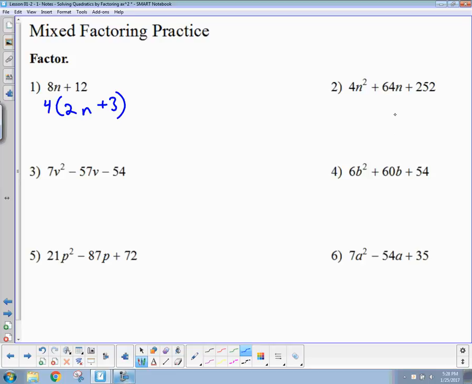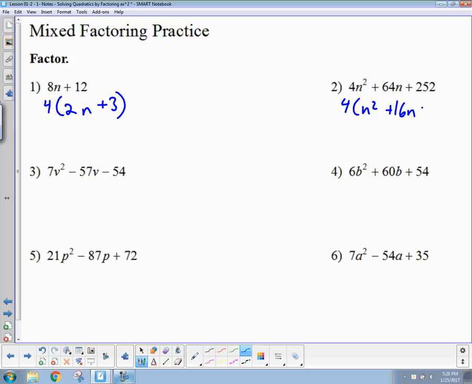Let's see if this 4 can be factored into all of it. So 64 divided by 4 is 16, looking good. 252 divided by 4 is 63, looking good. I'm going to factor a 4 out of everything. So n squared, 64 divided by 4 was 16. And 252 divided by 4 was 63.